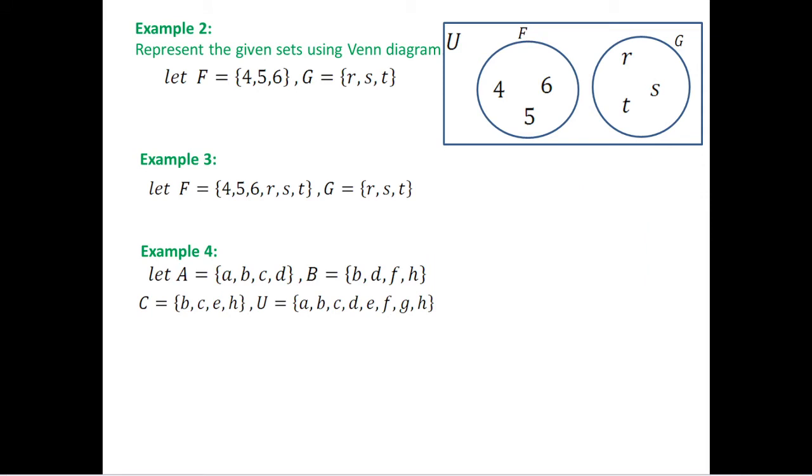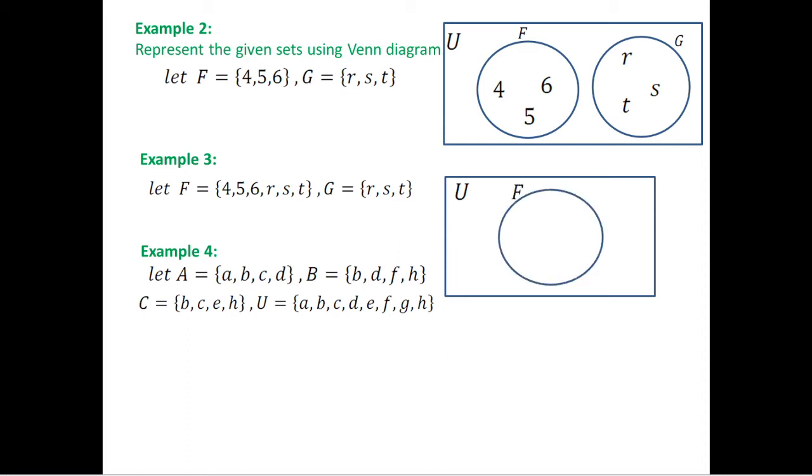Now for example 3, our set F is the set with elements 4, 5, 6, R, S, T. And our set G is the set with elements R, S, and T. So to draw the Venn diagram, first we draw a rectangle, which is our universal set. And then we draw the circle F. And then we draw another circle G. But before you draw G, look at the elements of G. These elements of G are all inside F also.